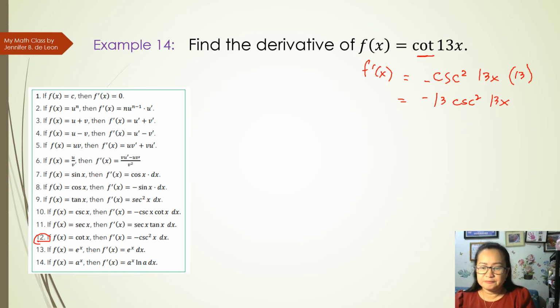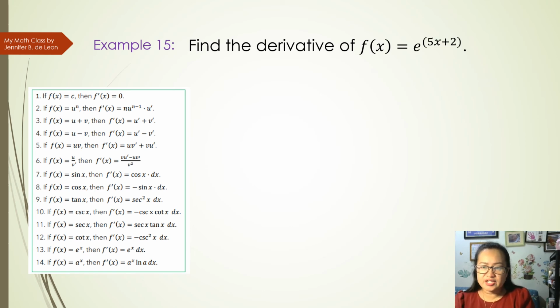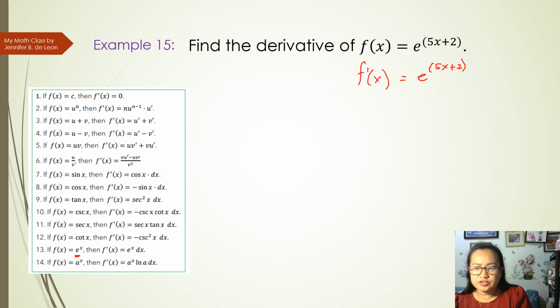Okay. Now what about if we have an exponential function? Take a look at this. If f of x is equal to e raised to x, then f prime of x is equal to e raised to x dx. So therefore, f prime of x is equal to e raised to 5x plus 2, then the derivative of dx is 5. Simplifying this, the function would be 5e raised to 5x plus 2. Okay, I hope you get that.